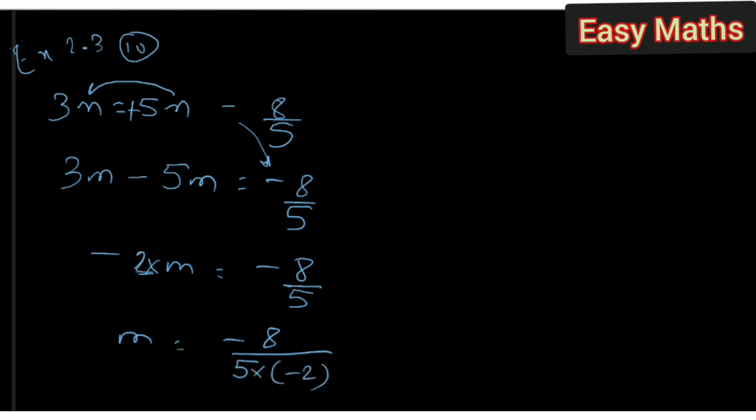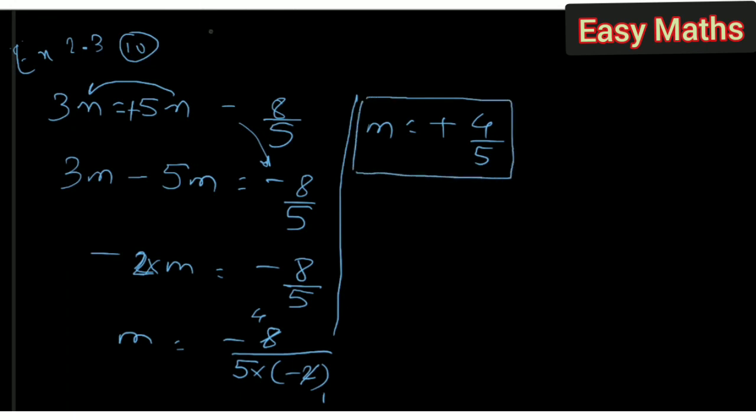Minus 2, multiplication of minus 2 becomes division. Now minus minus will become plus, and what answer we are going to get? We are going to get this minus minus is going to be plus. 2 ones are 2, 2 4s are 8, and minus minus becomes plus, so the answer is going to be 4 by 5.